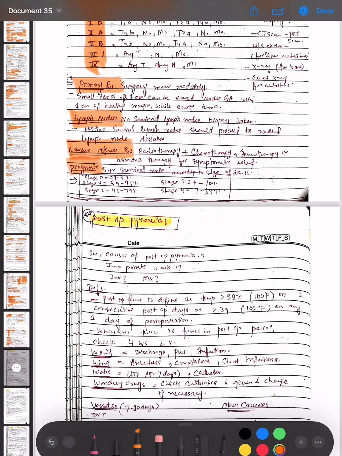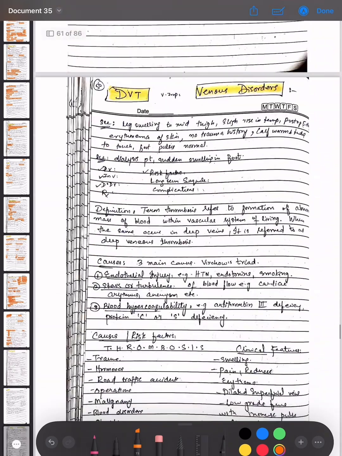In the next session, we will be discussing post-op pyrexia, ganglion and DVT.